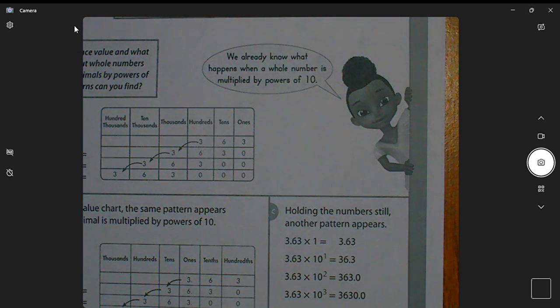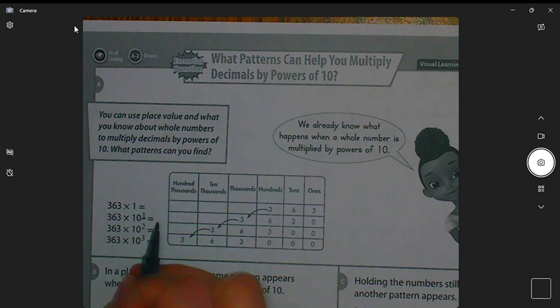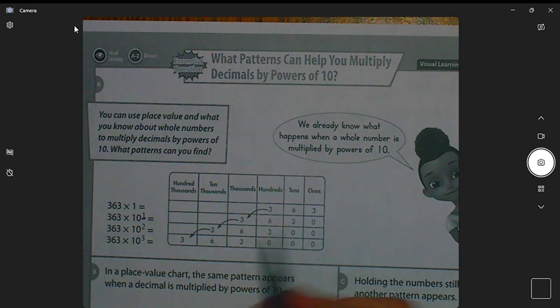Today, we're going to learn how to multiply decimals by tens, hundreds, and thousands. So let's recap what we already know. When I multiply a whole number by ones, tens, thousands, my exponent tells me how many zeros I will have. So how many tens I am multiplying by.